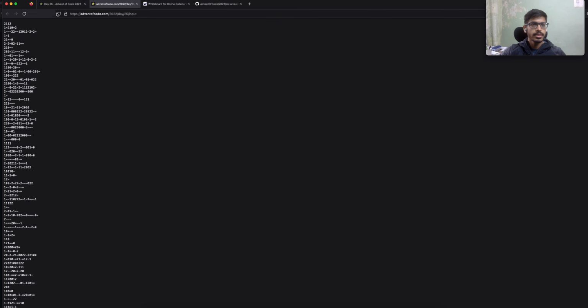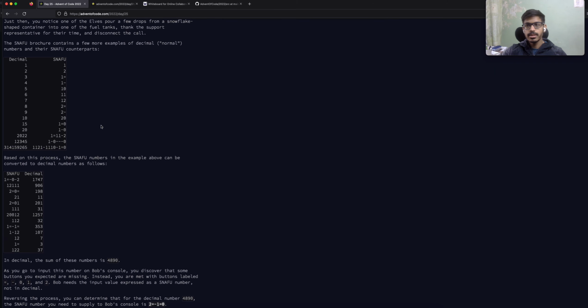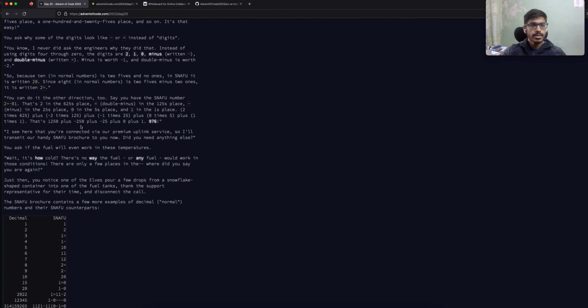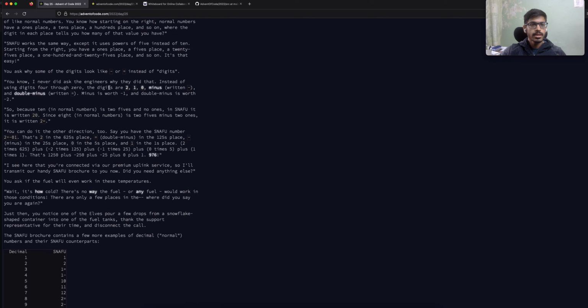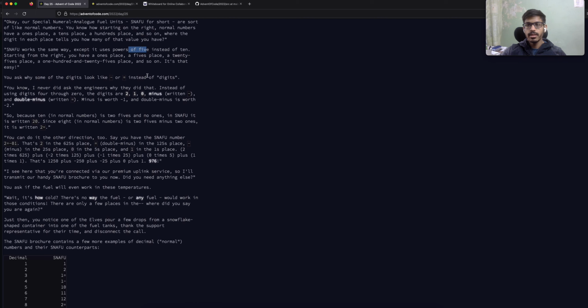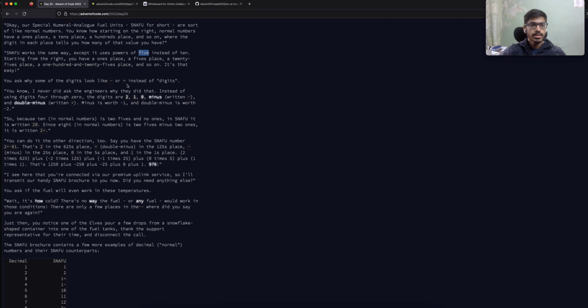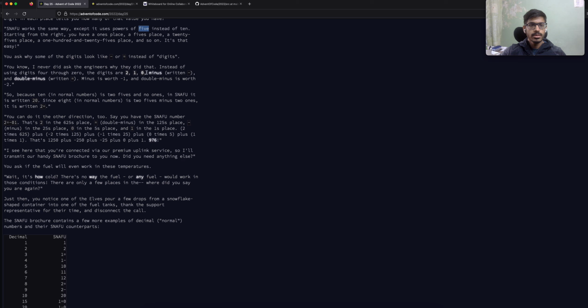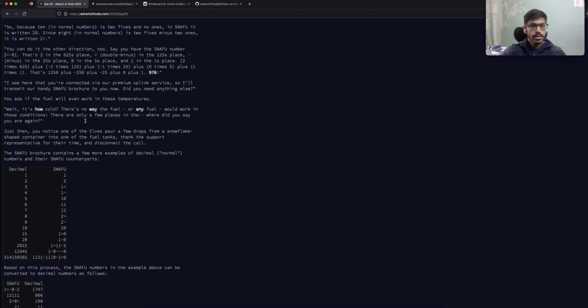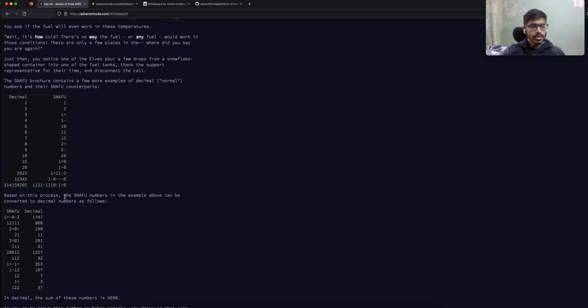You can see input is like this. So some interesting facts about this SNAFU format is that the numbers are in the powers of 5 instead of 10, and this 5 is very important here. And the other thing is that the digits are only 2, 1, 0, minus 1, which is represented by this minus sign, and minus 2, which is represented by this equal to sign. Here's an example of some decimal numbers in their corresponding SNAFU format.